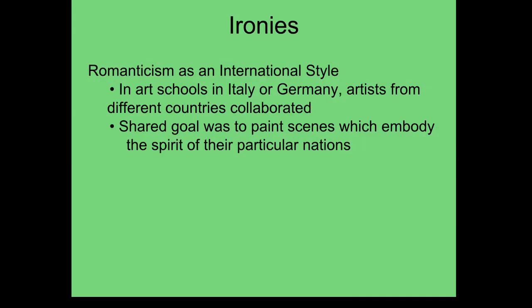Now, before I move on to talk about how German Romanticism in particular influenced the main American school of art that painted this way, I wanted to point out a few ironies involved in the appropriation of Romanticism by nationalism. First, Romanticism is an international style. The people who learn how to paint in this fashion travel to Italy or to Germany. There, they collaborate with artists from around the world with the goal in mind of painting scenes that embody the spirit of their particular nation.